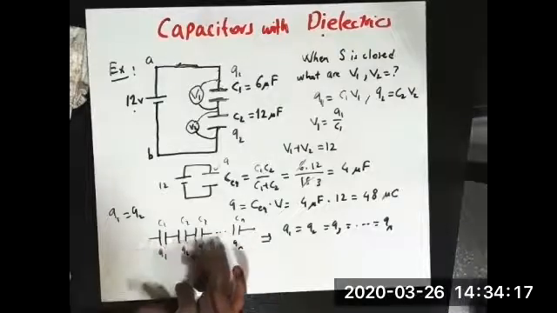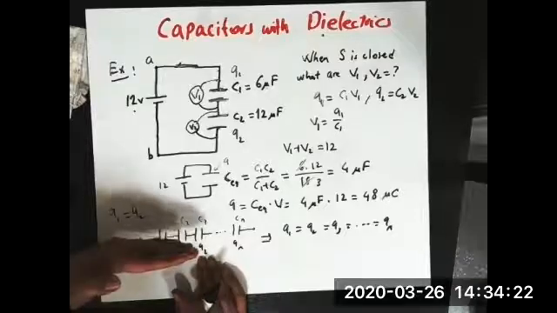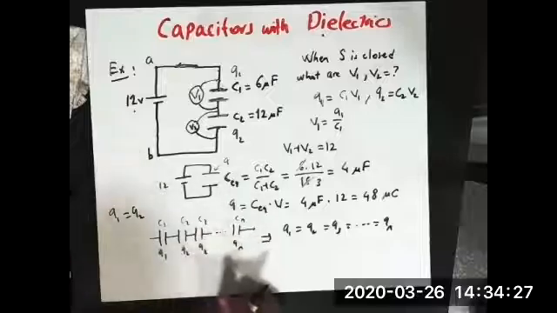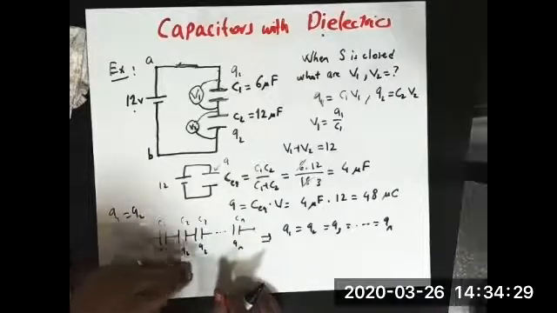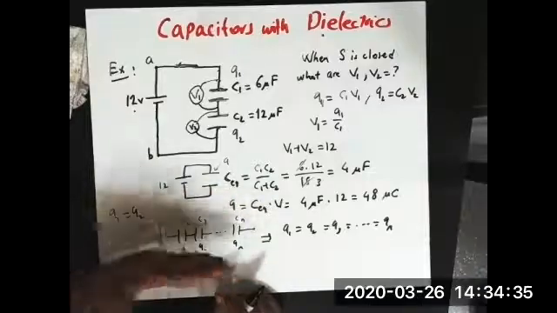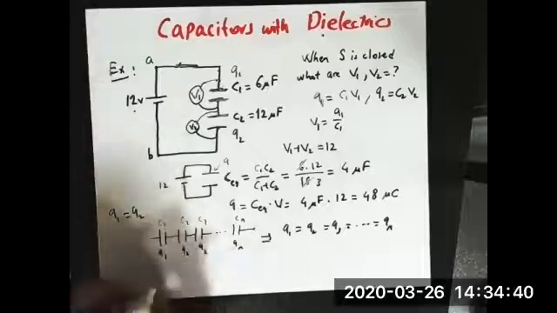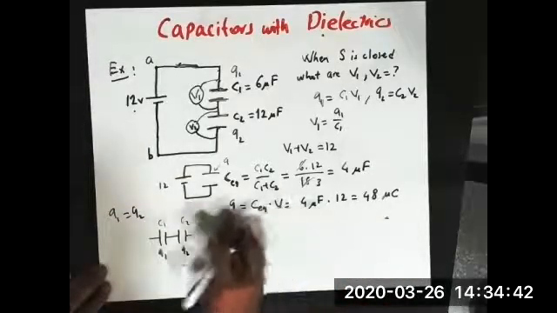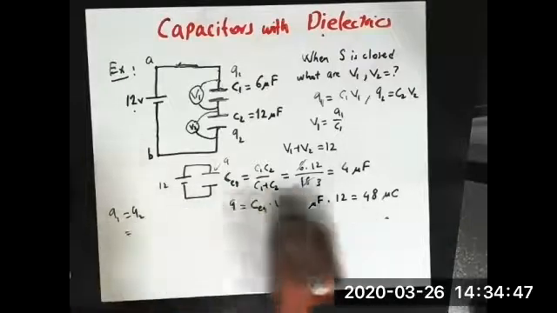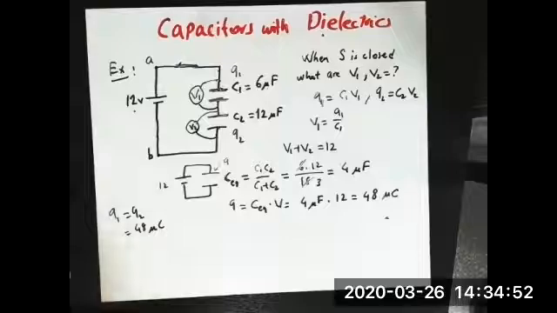If there is any difference between the charges of these plates, there will be some current flow. But since we don't observe this, there is no current flow. Once the capacitors are fully charged, all the plates must have the same charge. Otherwise, there will be some current flowing from a larger charge to a lower charge. So since we don't observe this, we can say that Q1 is equal to Q2, and in fact, it is nothing but 48 microcoulomb. Is that okay for all?